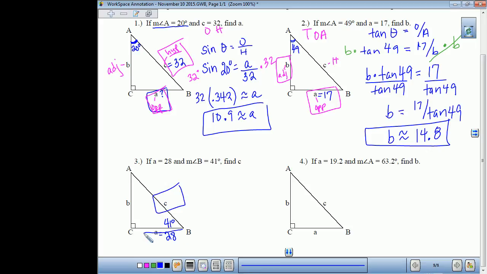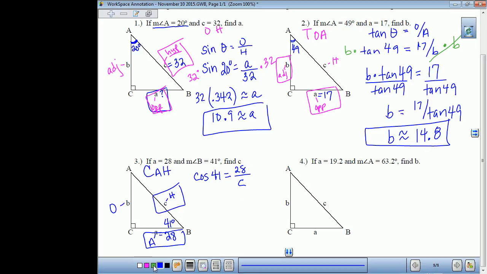So you always look at what you're given and what you're asked for. C is the hypotenuse. B is the opposite side. A is the adjacent side. So they gave us the adjacent, they want the hypotenuse. Which trig ratio is that? That's cosine. So cosine of an angle is equal to the adjacent side, 28, over the hypotenuse, C.